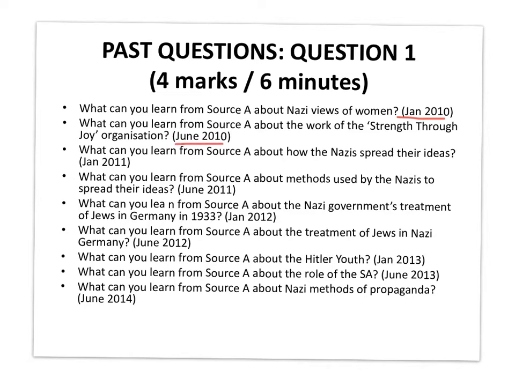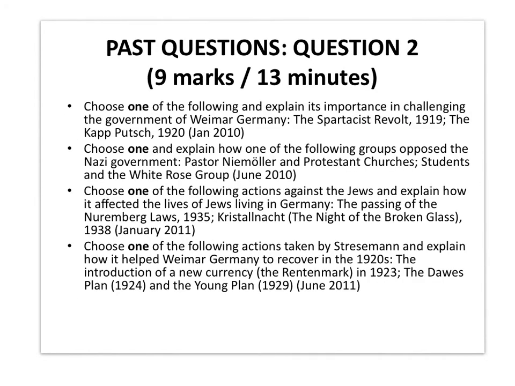Remember, you've got those 3 folders: past papers, mark schemes and chief examiner's reports. So you can go and look at those questions, look at the mark schemes, and look at what the examiner said about how candidates answered those questions in previous years. There's all the question 1s, which are worth 4 marks, 6 minutes. Those are all the question 2s, 9 marks, 13 minutes.